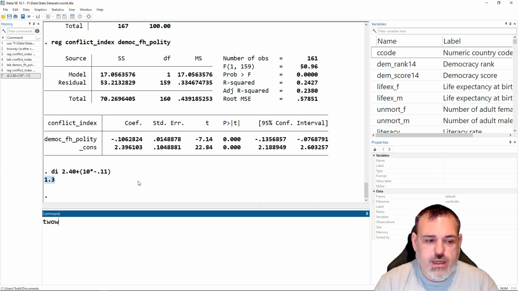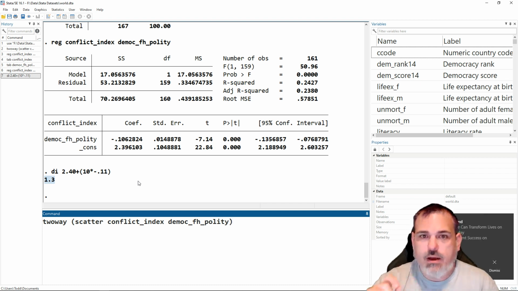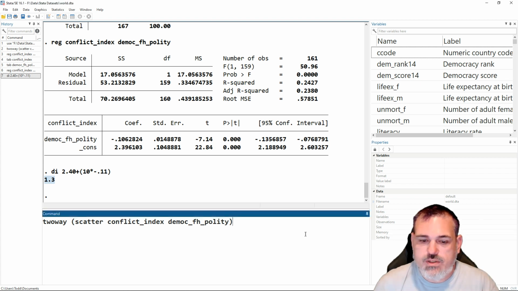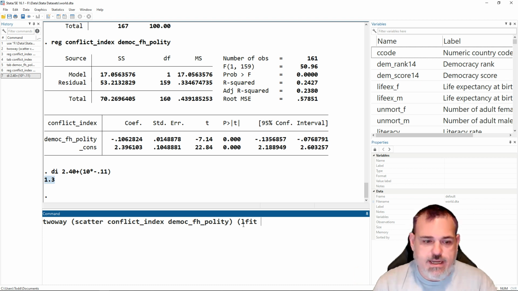So the way we're going to do that is with a two-way graph. We're going to do a scatter plot between conflict and polity. So that's going to simply throw out scatter plot points in terms of where the individual cases are located. And then we're also going to do something called LFIT. This LFIT is going to draw a line, the best linear fit that summarizes the data. And so the variable names will be exactly the same again.